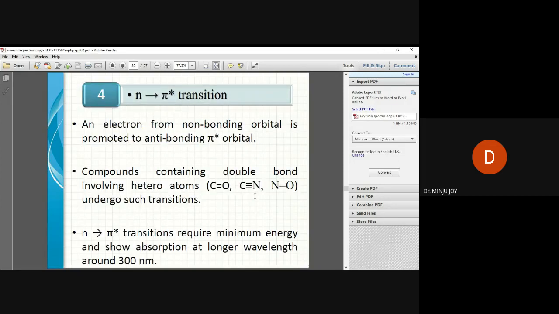Next is n to pi star transition. In this, an electron from a non-bonding molecular orbital is promoted to its anti-bonding pi star orbital. In this also, both things will come. For n, lone pair containing atoms will come. For pi, double bonded groups will come. So we can consider the functional groups C double bond O, C triple bond N, N double bond O, etc. This requires very minimum energy, and it shows a maximum absorption wavelength of about 300 nanometers.